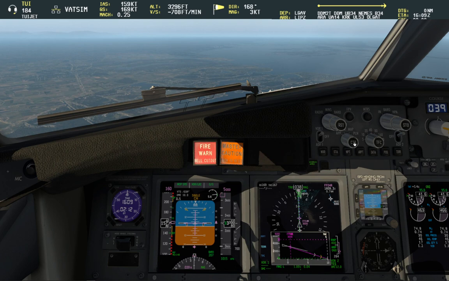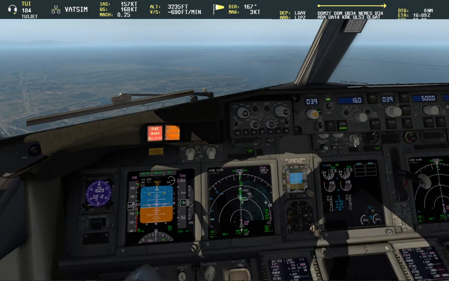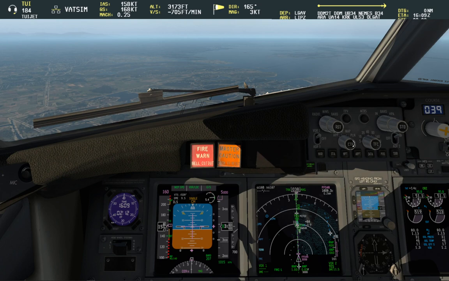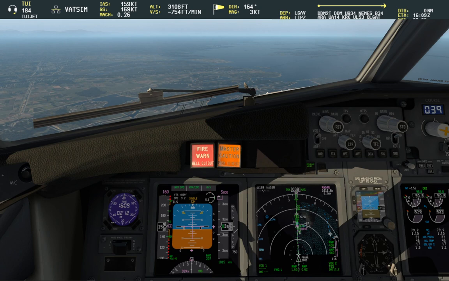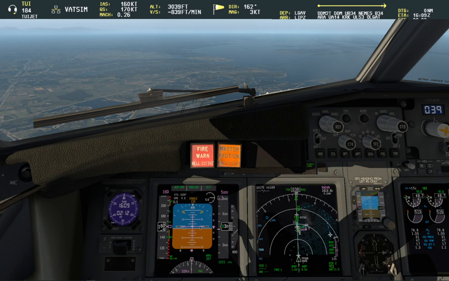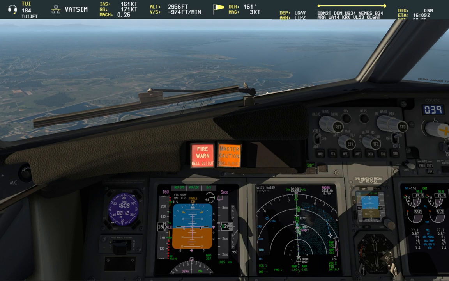Good. So far away, so we leave the gear up. A bit of water.